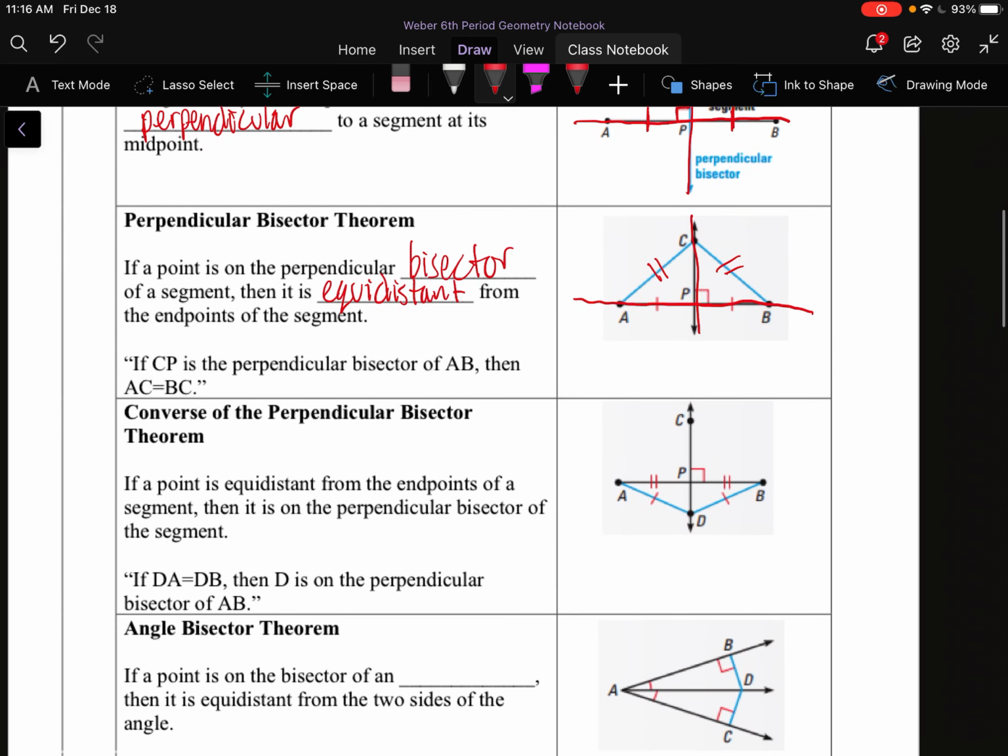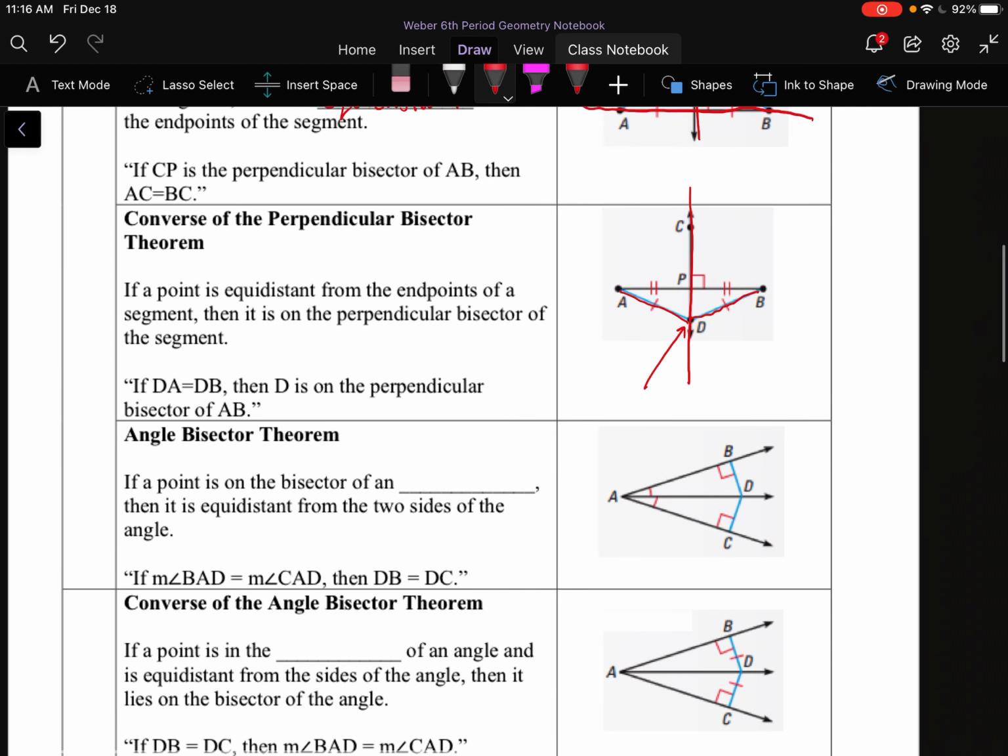Now we have the converse of the perpendicular bisector theorem. If a point is equidistant from the endpoints of a segment, then it is on the perpendicular bisector of the segment. So here, if DA, so here's DA, is equal to DB, meaning these two are congruent, then D is on the perpendicular bisector of AB. So our point D here is on our bisector.